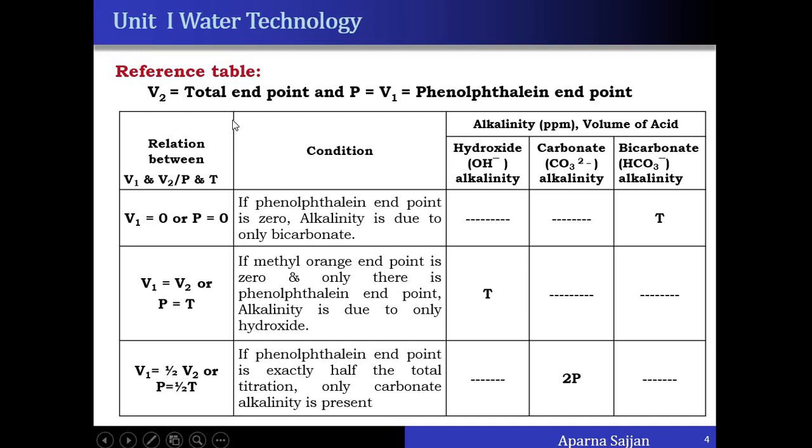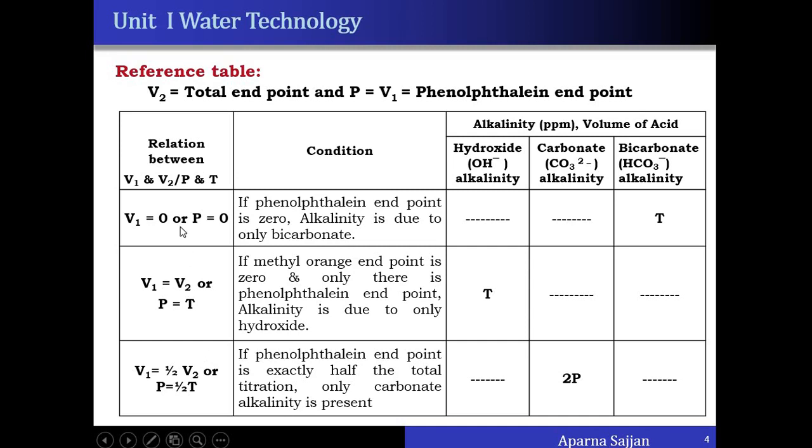So based on the different types of alkalinities, we have to see water contains either bicarbonate alkalinity or hydroxide alkalinity or carbonate alkalinity, or it may contain two different types of alkalinities at a time also. Taking into account V2 as the total endpoint and V1 as the phenolphthalein endpoint. V1 is also the phenolphthalein endpoint, therefore it can be used as P.